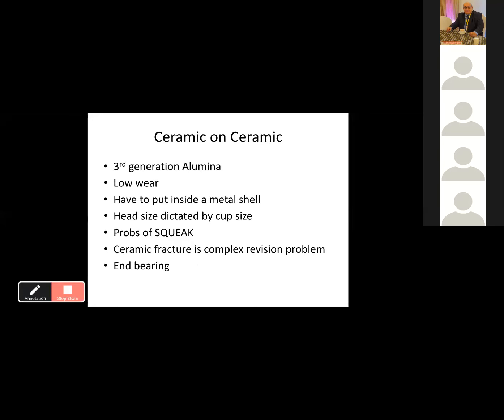Ceramic on ceramic, though, if you are going to use a hard on hard, you want to use a 3rd generation alumina because they've got better properties and are less resistant to failure. They have low wear rates. You do have to put them on the inside of a metal shell, so you can't just put a ceramic in. And the head size is dictated by the cup size. So the size of your cup that you put in will allow you to put a bigger and bigger head.